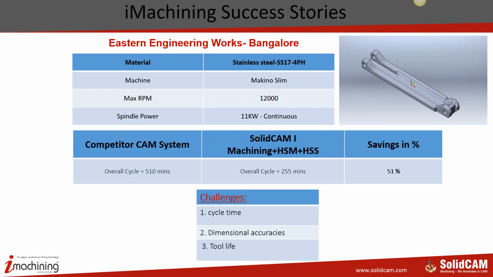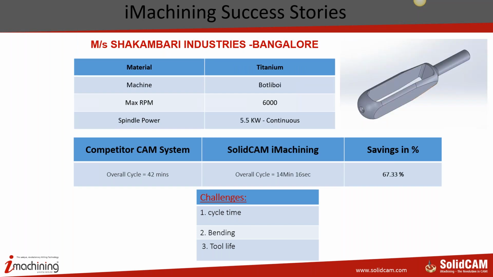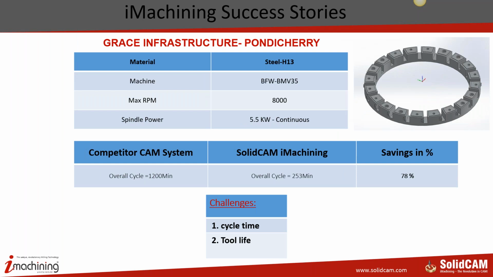Stainless steel SS17-4PH on a slim Makino. Their cycle time from 510 minutes down to 255 minutes. 51% savings in cycle time. Shakambri Industry on a titanium on a Butley Boy machine with 6,000 RPM and 5.5 kilowatt spindle. Cycle time down from 42 minutes to 14 minutes, 16 seconds. Grace Infrastructure Pondicherry on a BMW 35 on an H13 steel, down from 1200 minutes to 253 minutes. Again here, cycle time and tool life are very critical.